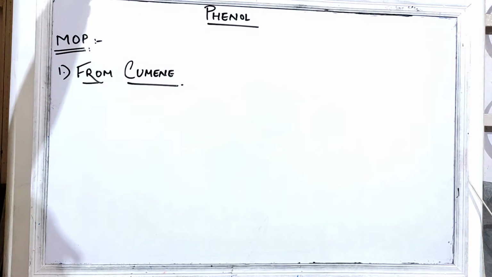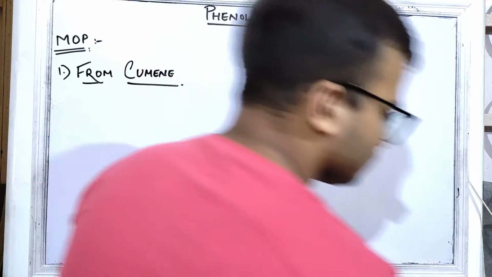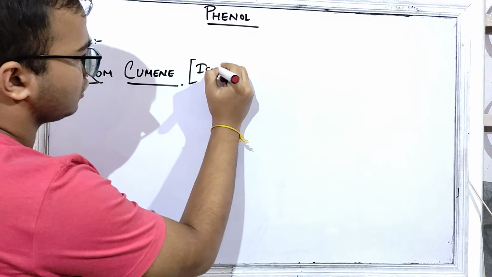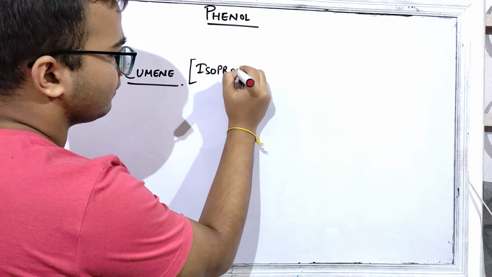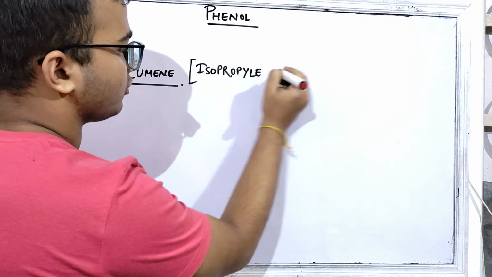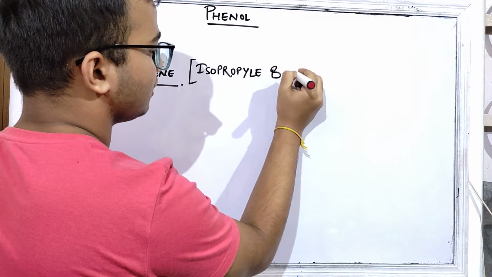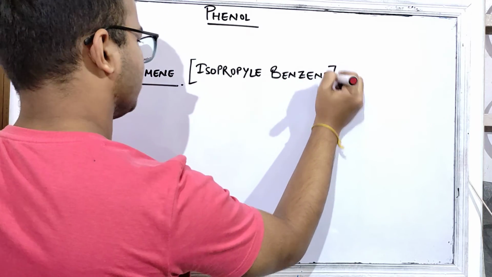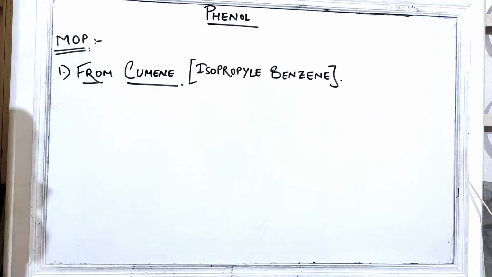Alright, now cumene is also called isopropyl benzene. You can write over here isopropyl benzene. I hope you can guess from this name how the structure of cumene looks. Okay, so from cumene, which is also called isopropyl benzene.